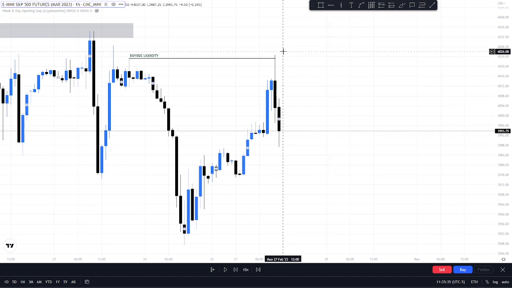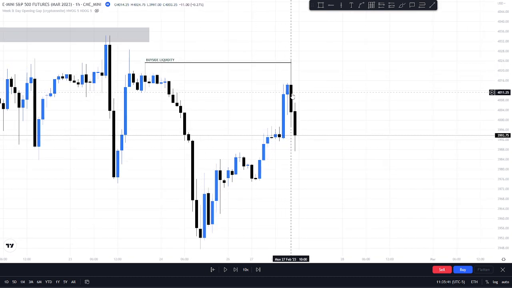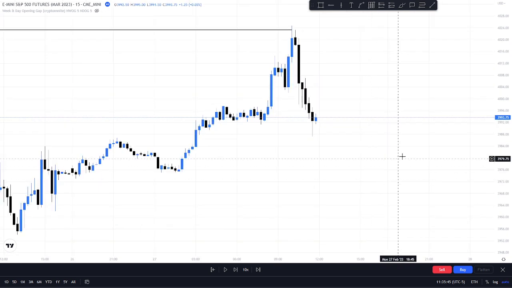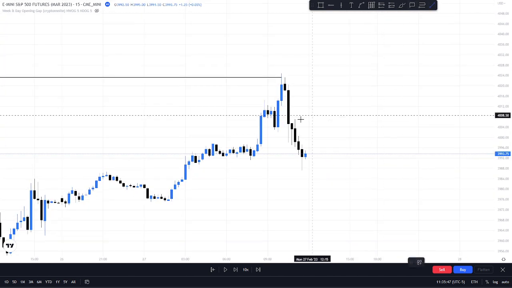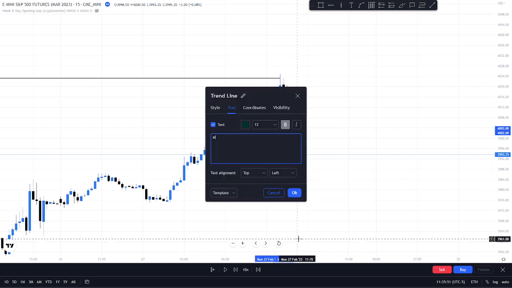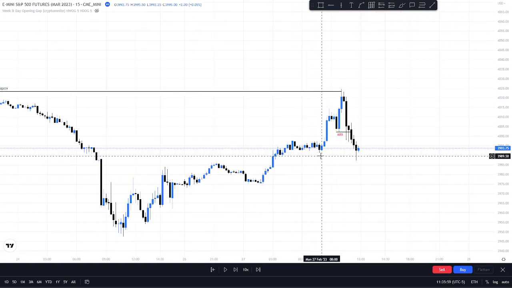Alright. You see here, we came up, we took this high, we liquidated stops that were resting here. The market then breaks downwards. I'm going to go to the 15-minute chart. And we can see here on the 15-minute chart, we took this swing low out. That is a market structure shift to the downside.